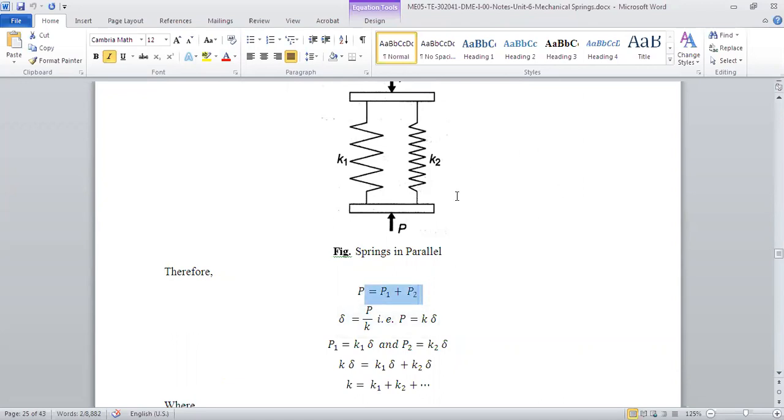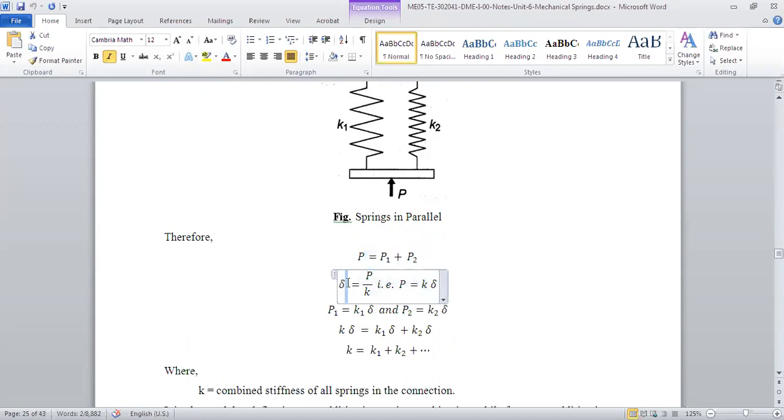Also, delta is the same. Deflection is the same for both springs, right? So delta is equal to P upon K. So load P is equal to K into delta, stiffness into deflection. So we can say, resultant K delta is equal to K1 delta plus K2 delta, because P1 is equal to K1 delta, P2 is equal to K2 delta. So K1 delta plus K2 delta is equal to K delta. And since the deflection is the same, we can cancel the deflection. The resultant stiffness of springs in parallel is K is equal to K1 plus K2 plus Kn.